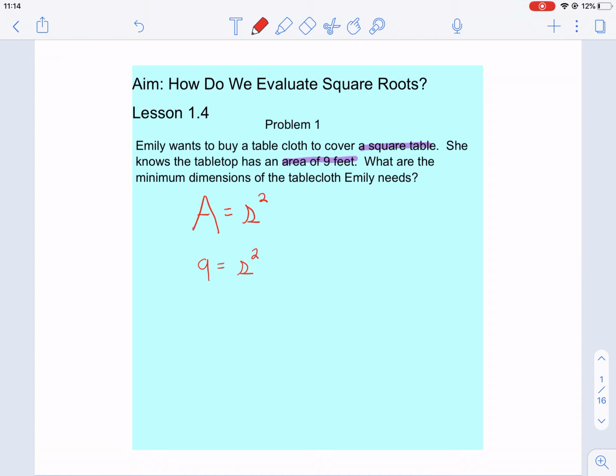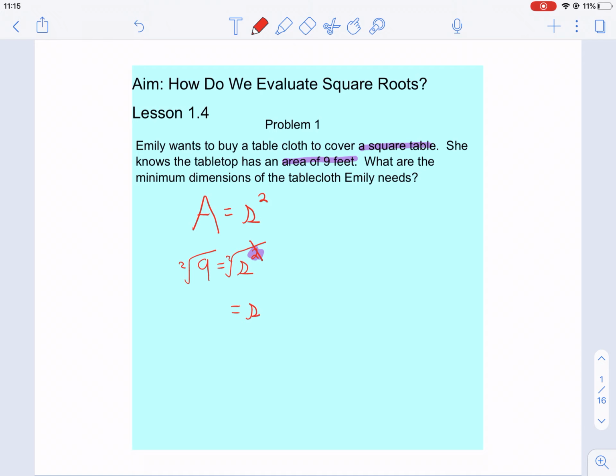Now if I want to solve this for S, since I have S squared, the opposite of a number squared, in order to get the S by itself, I need to do the opposite. The opposite is to take the square root of both sides. So I take the square root of both sides. The square root and the squared cancel out. I'm just left with S.